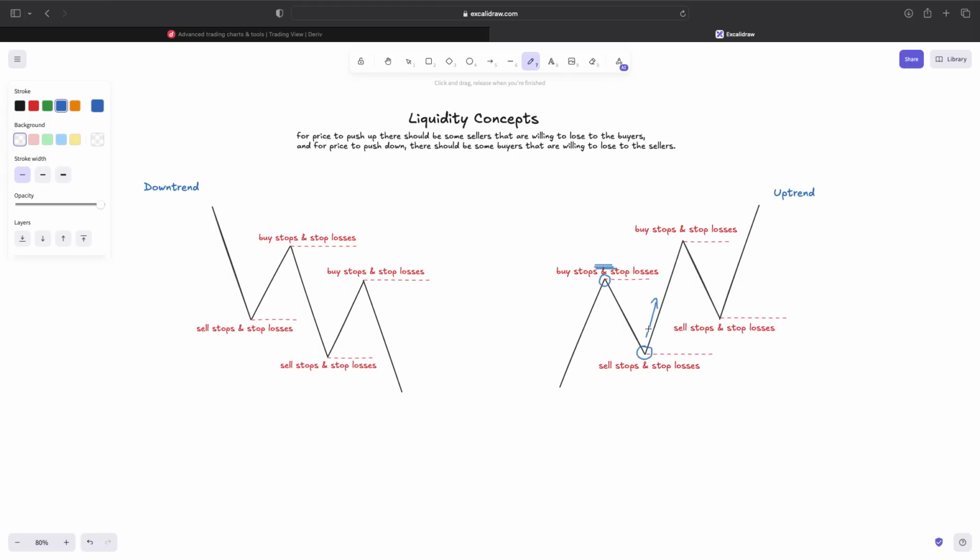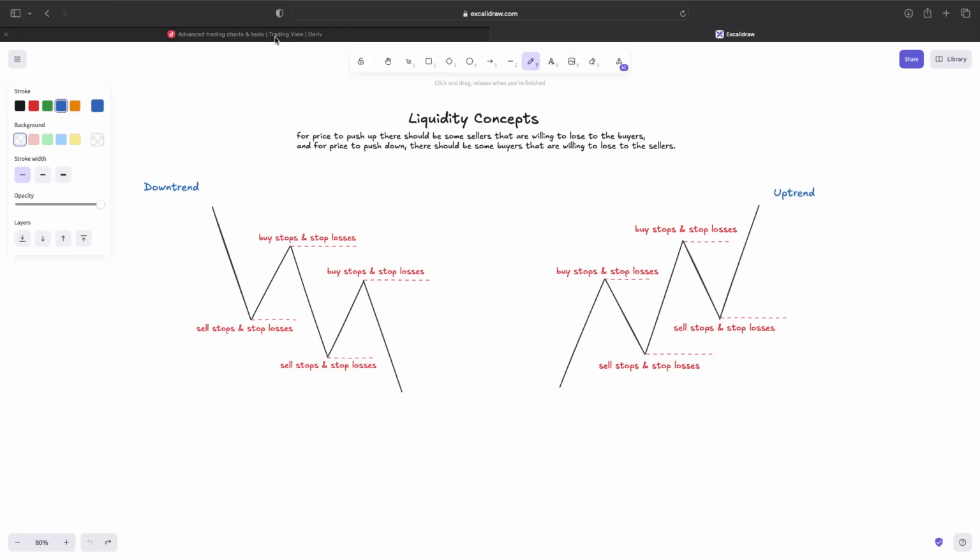Now, when this happens each and every time, we need to understand that the lows are hardly broken simply because the big fund institutions always want to protect their positions or their stop losses. So that's the main reason why price doesn't break the lows whenever price is in an uptrend. So price will always try to grab the buy side liquidity whenever price is in an uptrend, and whenever price is in a downtrend, price will always try to grab the sell side liquidity.